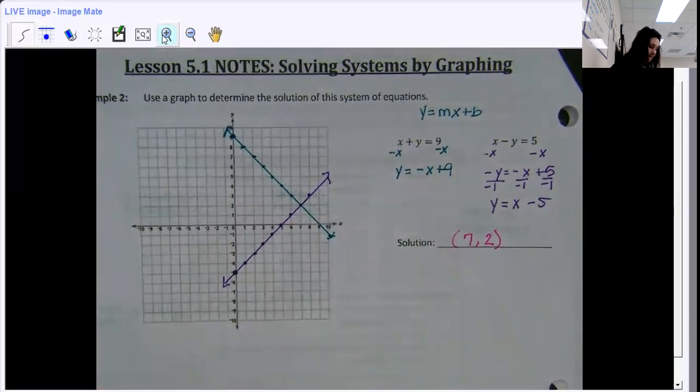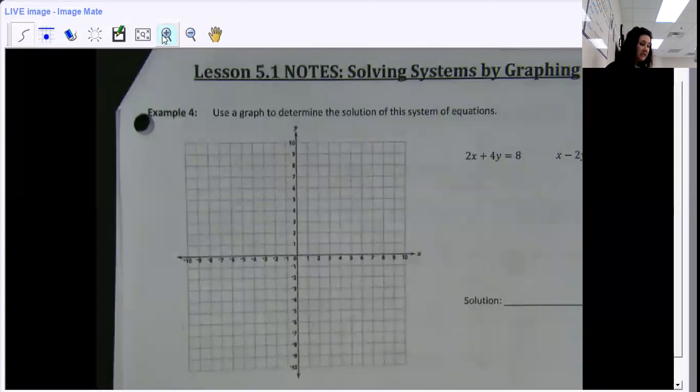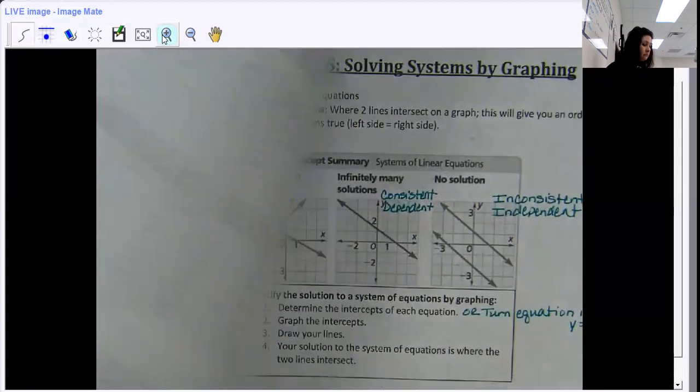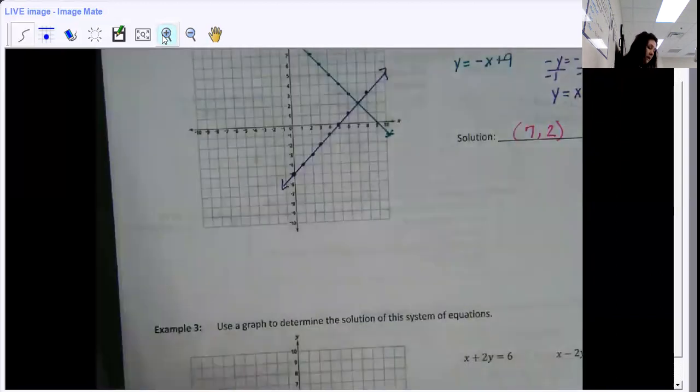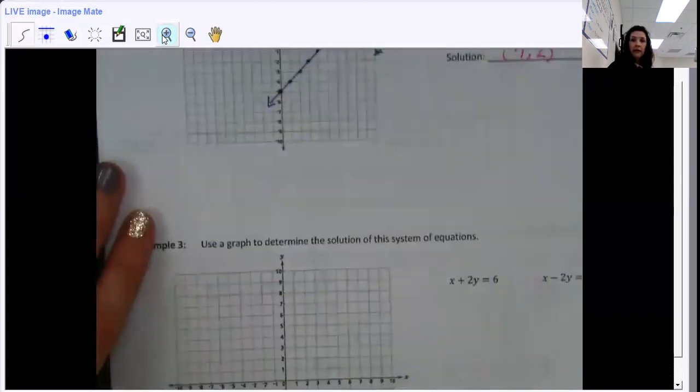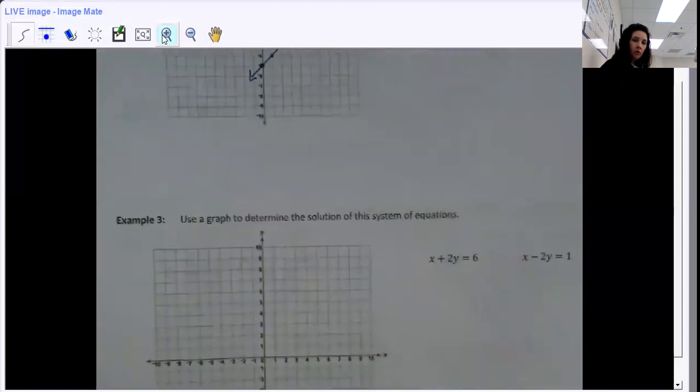Okay. All right, we're going to go ahead and move on to example 3. At this point, if you understand what to do and you know how to manipulate the equations and graph them, you can go ahead and start working on the rest of these notes and then just check your answers as you go. So I'm going to go through this next one a little bit slowly, and then I'll start going through them a little bit more quickly.